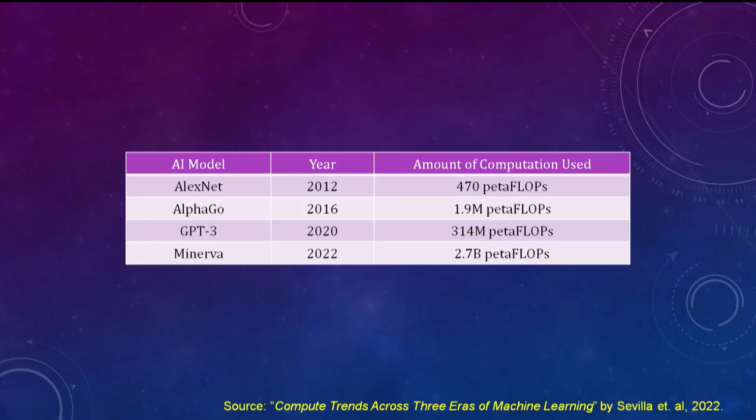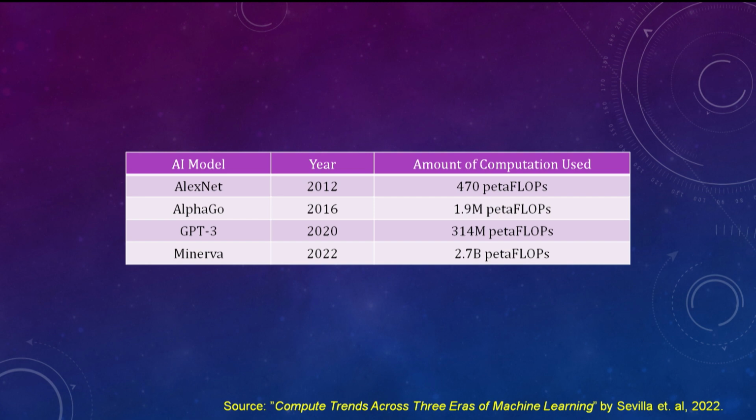I've given you an example of these 4 AI models. Let's look at GPT-3. Everybody is aware of GPT. ChatGPT was based on the GPT-3 model. For example, 2020 is when they had this trained. It used 314 million petaflops. That's 314,000 exaflops of computing.